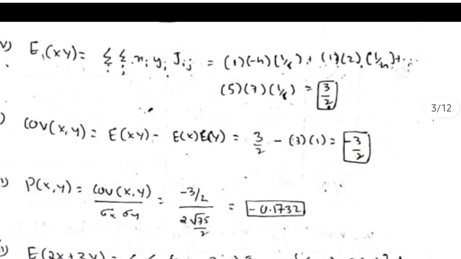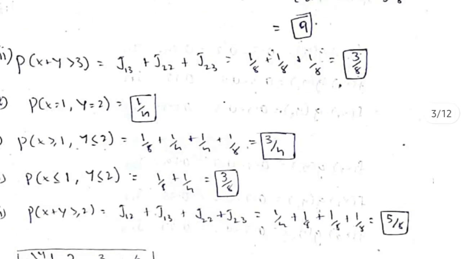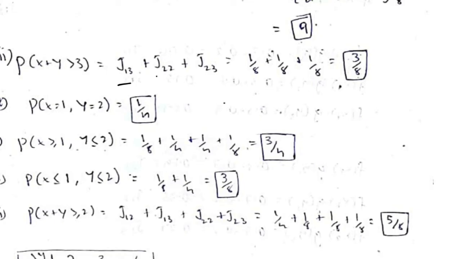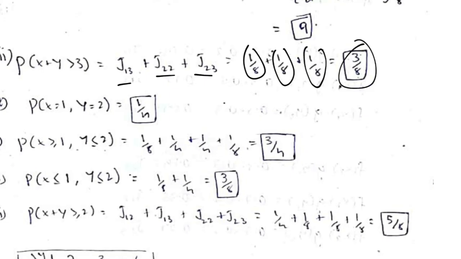After we select the elements, what do we have to do? After we select the elements, we have to add those particular j values: 1 by 8, 1 by 8 and 1 by 8. Then we'll get 3 by 8. This is the final answer for the probability of x plus y greater than 3.